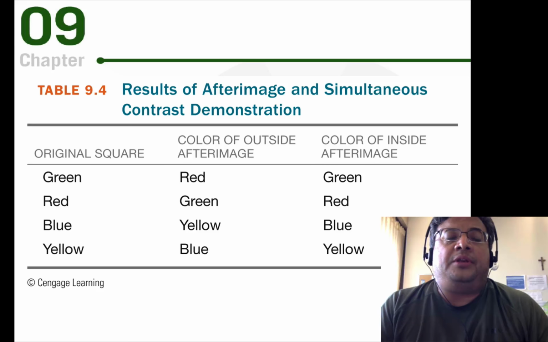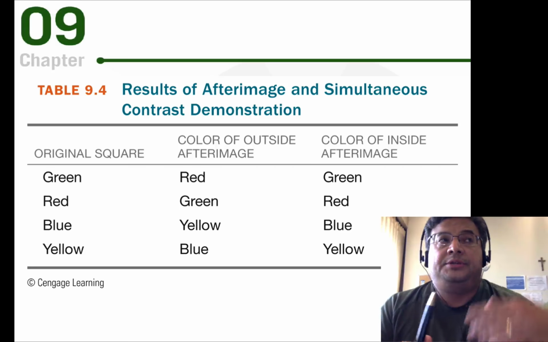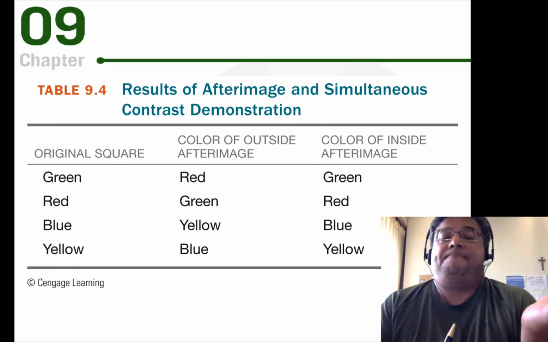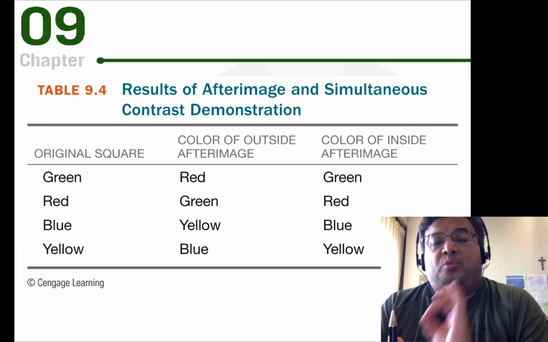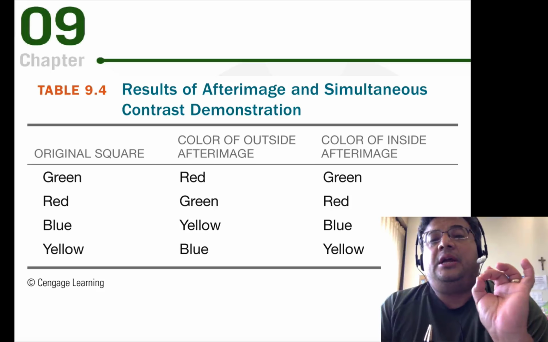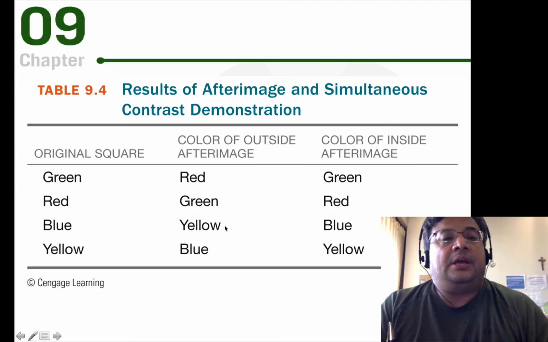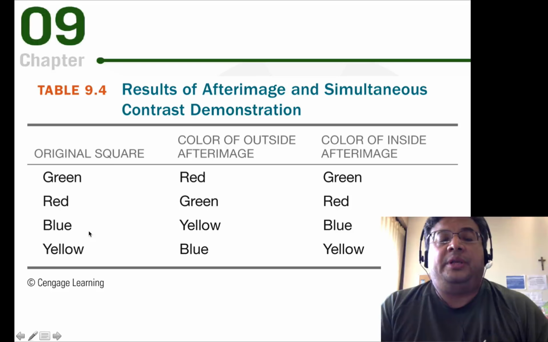So in the green square, the outside of the after image, the part that was green outside the little white box that you put there, should be red. So the red flips over. Inside the after image, you should see green, because that white area is being surrounded and stimulated by green. Similarly, with the red, you should see the opponent color of red, which is green, and then you should see the color red. And the same goes with the blue and the yellow.